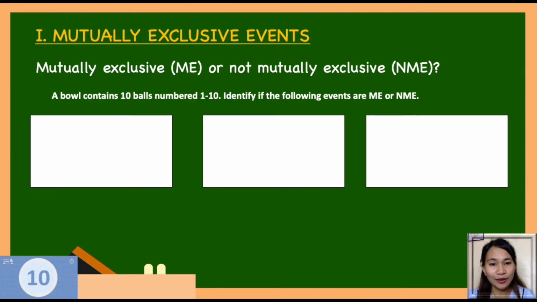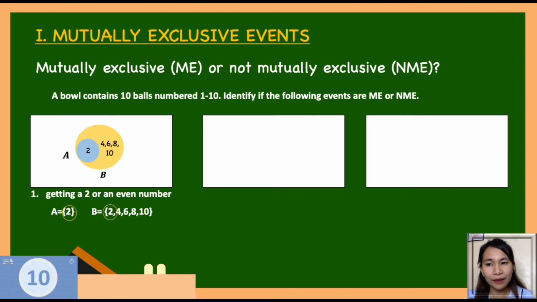Also, let us illustrate the events using the Venn diagram. The first event, getting a 2 or an even number. Let A be 2. Let B be all the possible outcomes for even number: 2, 4, 6, 8, and 10. So we have two circles, and take note that they do intersect. Let that be your set A, your first circle, and your B is this one. As you can observe, A is inside B. That means A is a subset of B.